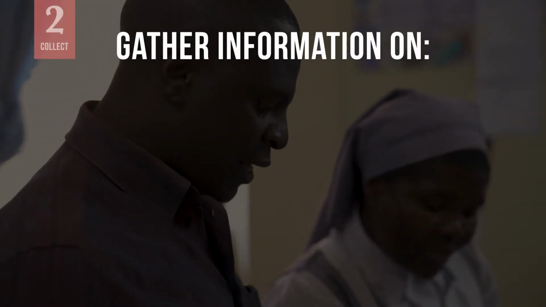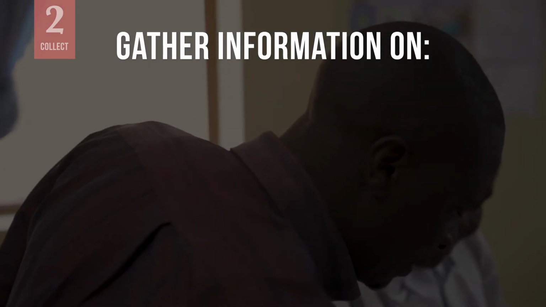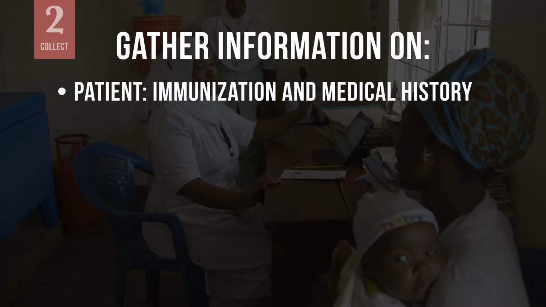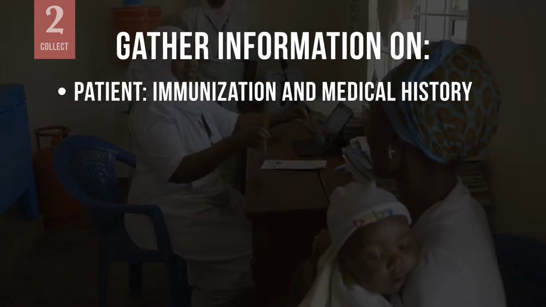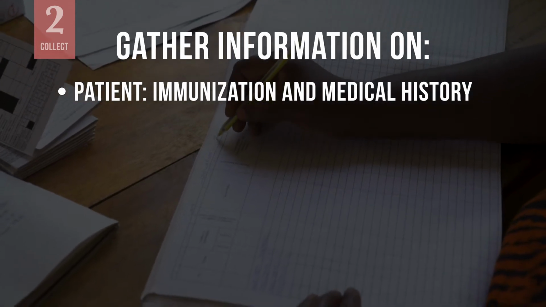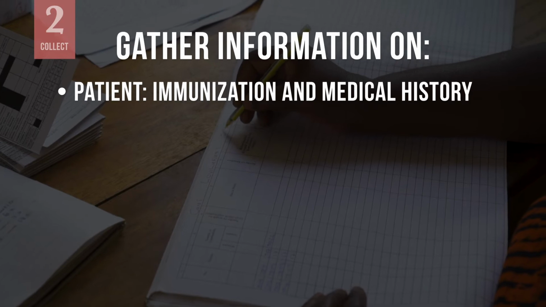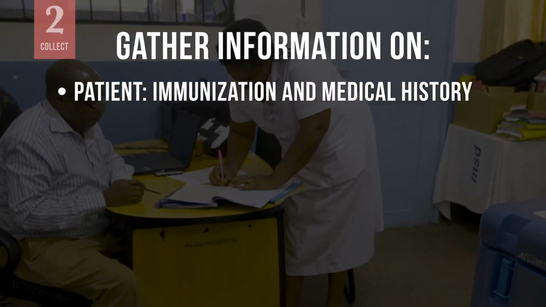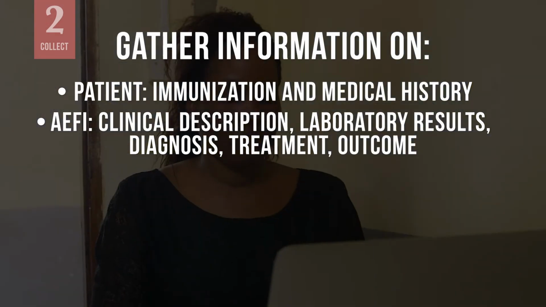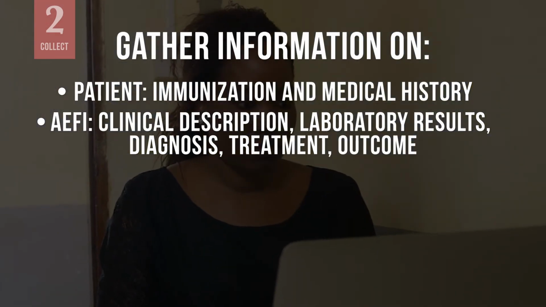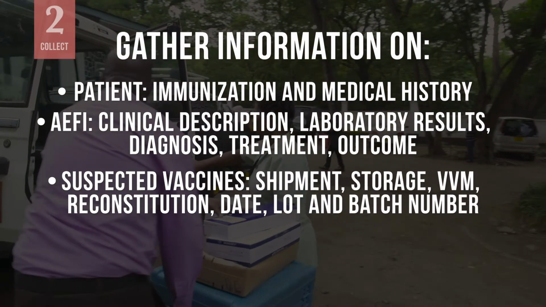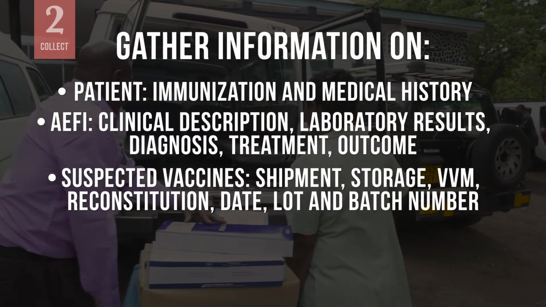Next, collect more data about the patient, the event, the suspected vaccines, and other people. This data should be collected in person by a supervisor or other trained staff member. Use available records to gather the patient's immunization and previous medical history. This would include prior history of similar reactions, allergies, and any family history. Collect details on the event itself, including a clinical description of the AEFI, any laboratory results, diagnosis, treatment, whether hospitalized, and outcome.